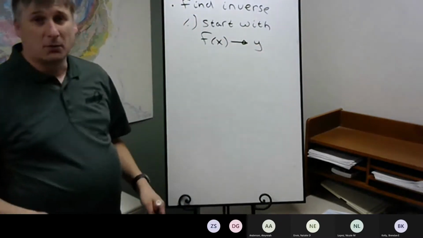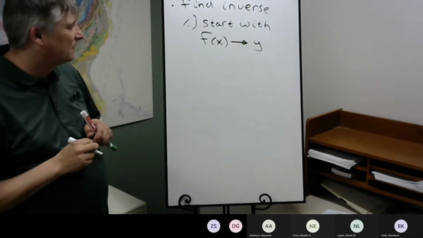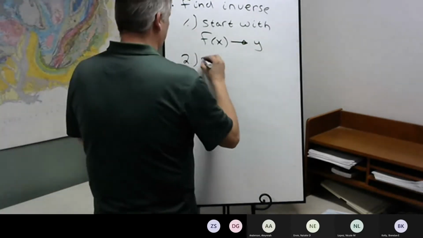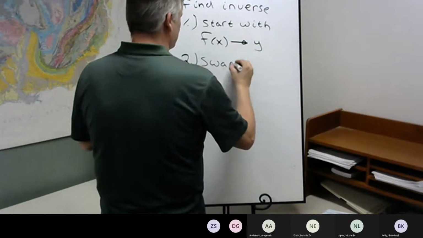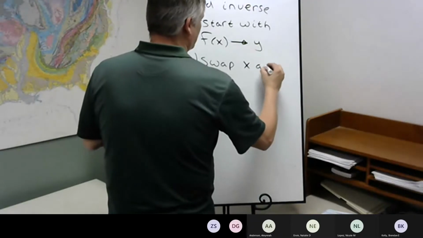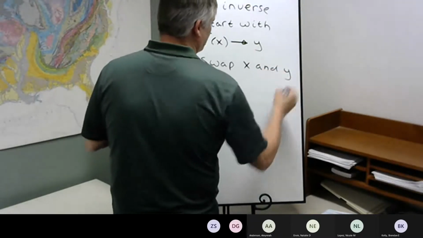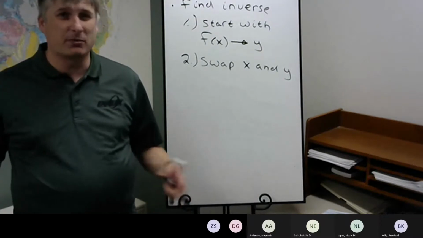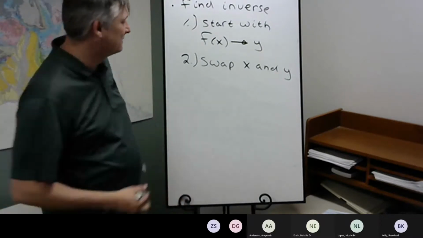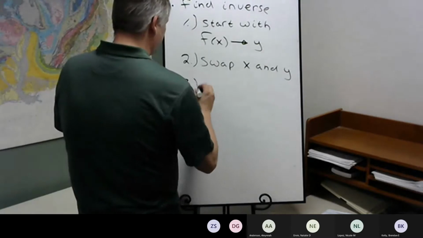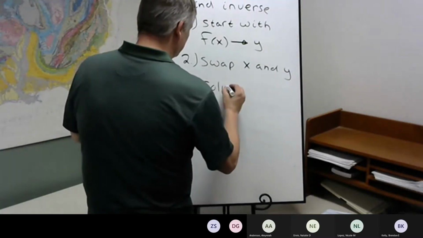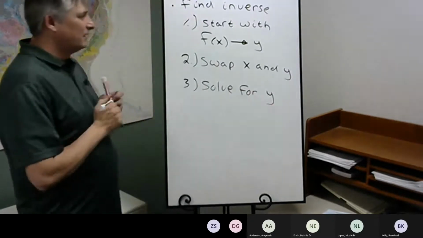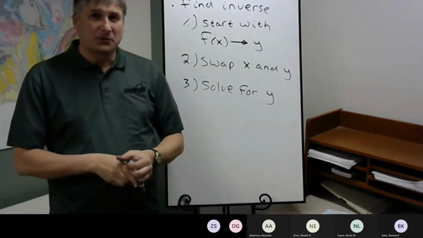We change f of x to y. Then what we're going to do, we swap x and y. So instead of y equals something, we're going to get x equals something with a bunch of y's in it. Then we solve for y. So this is how we're going to find inverses.